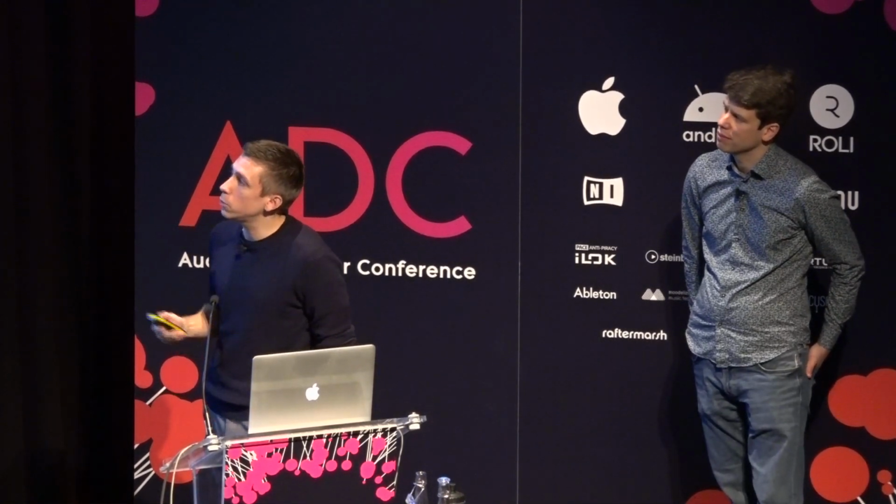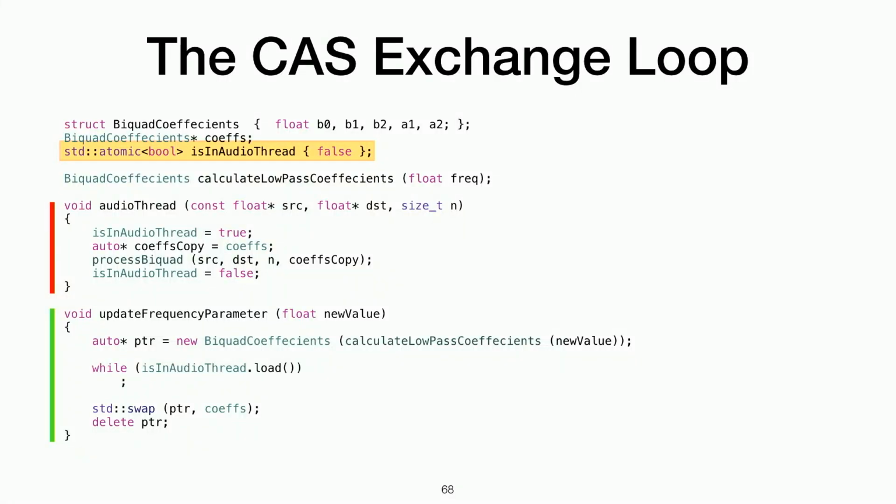So another approach here is to use some kind of flag to indicate whether the pointer to the biquad coefficients is currently in use by the real-time thread. So here we've got this isInAudioThread flag, which we initialize to false, and then in our real-time thread we set it to true at the start, so it's indicating to anything else that it is in use by our real-time thread. Then we can simply use the pointer to process our biquad, and when we're done, we set it to false to say, okay, we're not using it anymore.